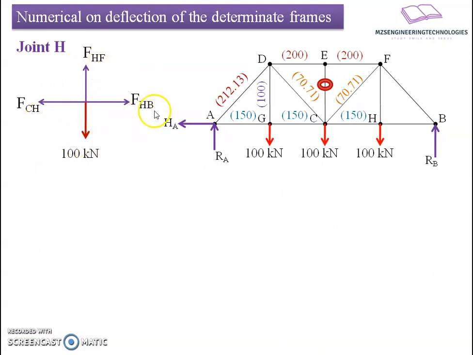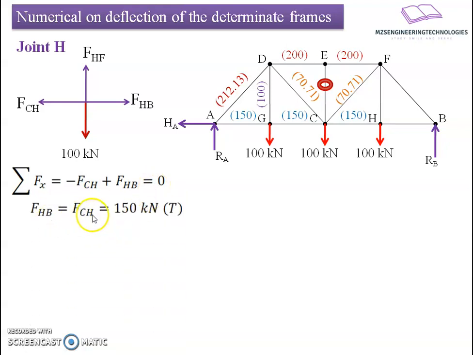FCH and FHB are not known to us. If I apply summation of forces in the horizontal direction, what will I get? Minus FCH plus FHB equals 0. That's why they will be equal in magnitude but opposite in direction, 150 kilonewton. The nature will be tensile.